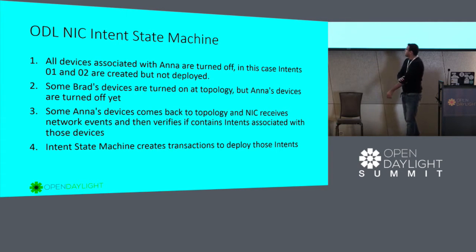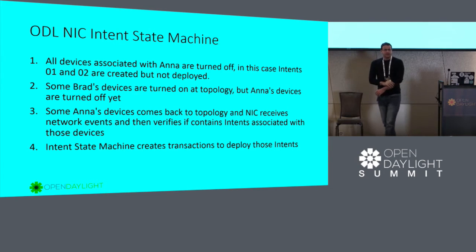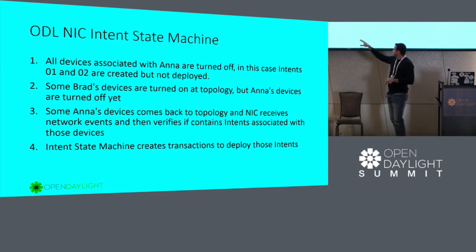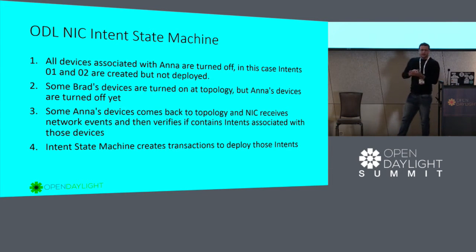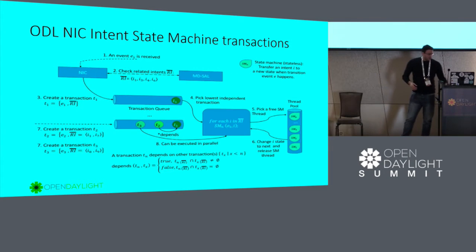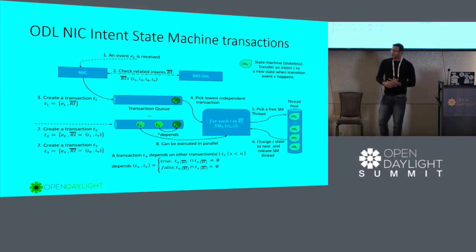In the next step, some ANA device comes back to the topology, and the NIC will receive some network events. It means that the intent state machine will create the transaction to start the deployment process for this intent. In the next step, the intent state machine will create this transaction, and the NIC project using the OpenFlow renderer will create all those flows for those intents. This is our idea for the transaction creation.